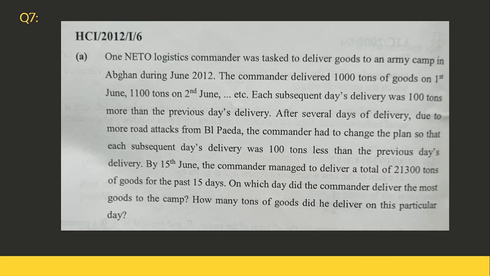Then for this last question, one logistics commander was tasked to deliver goods to an army camp in Abdian during June 24. So the commander delivered 1,000 tons of goods on 1st June, 1,100 tons on 2nd June, and each subsequent day the delivery was 100 tons more than the previous day's delivery. After several days, due to more drone attacks from Al Qaeda, the commander had to change the plan so that each subsequent day the delivery was 100 tons less than the previous day. By 15 June, the commander managed to deliver a total of 21,300 tons of goods for the past 15 days. On which day did the commander deliver the most goods to the camp? How many tons of goods did he deliver on that particular day?